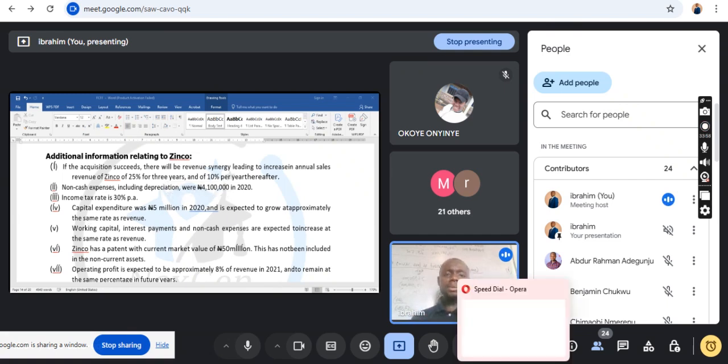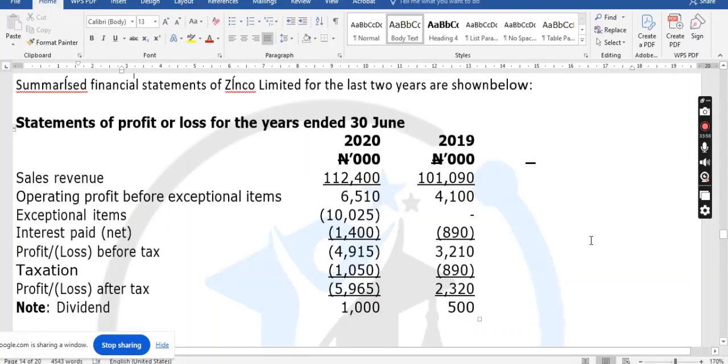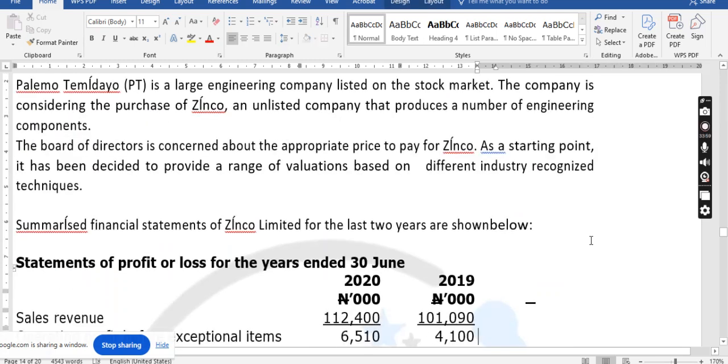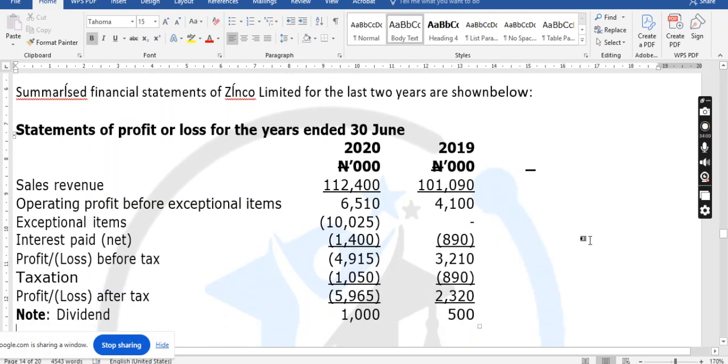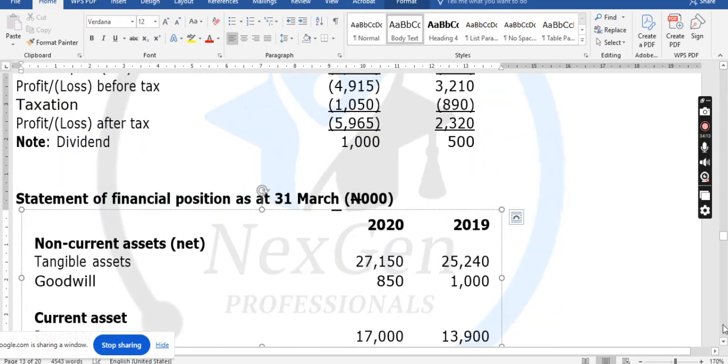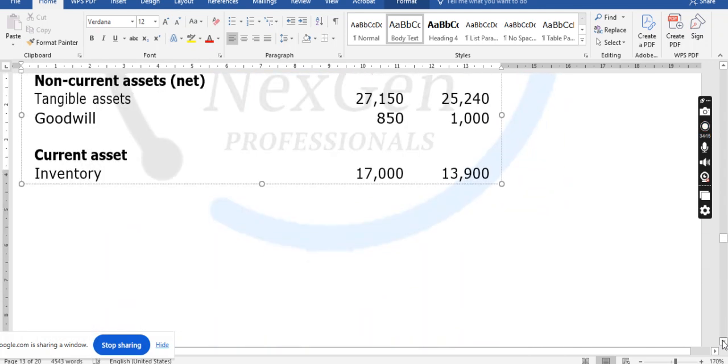Let me quickly check the financials if we have depreciation in the financials, which is under the profit or loss. Okay, but we are told that they have in 2020 the depreciation of that figure. Okay, that's fine.